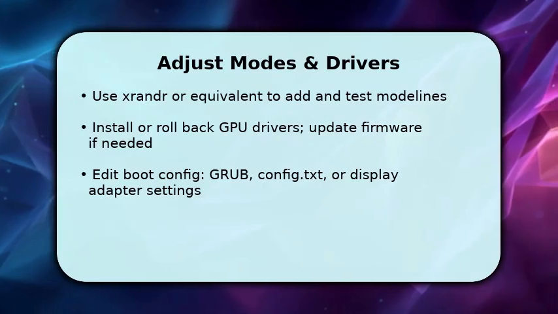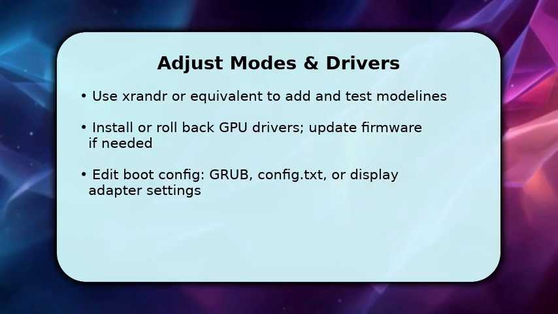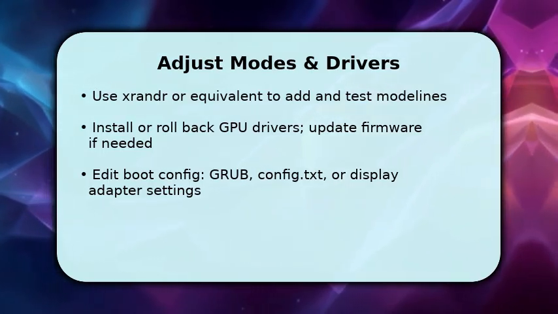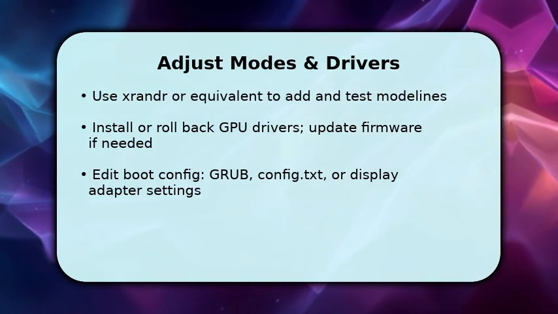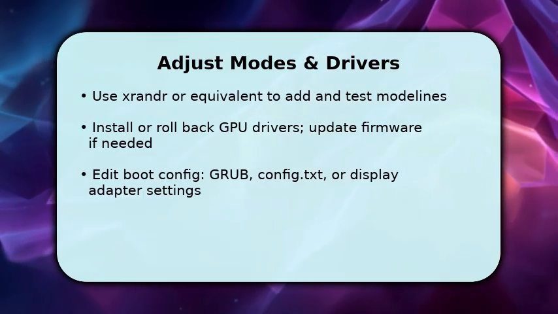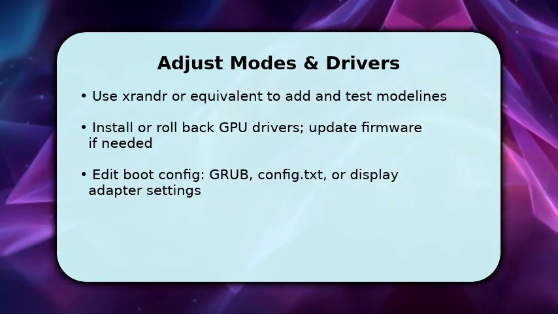Now you change modes and drivers. Create a correct 640x480 modeline and add it with xrandr, or edit the framebuffer settings for non-X systems. On Windows, use the registry or safe mode driver updates. If drivers are mismatched, reinstall or roll back to a stable release and flash updated firmware only when supported.